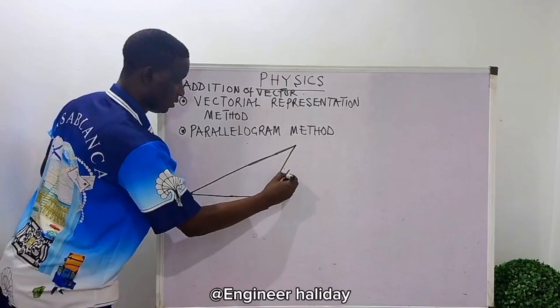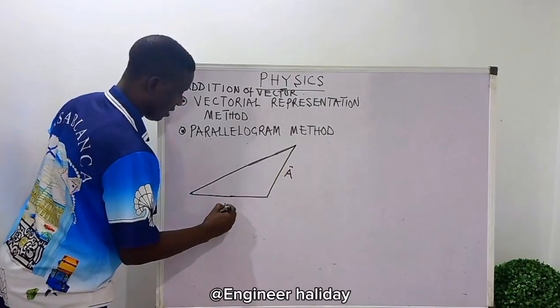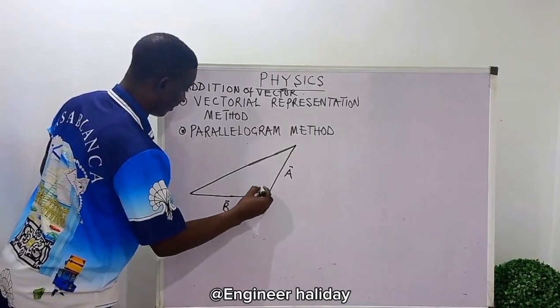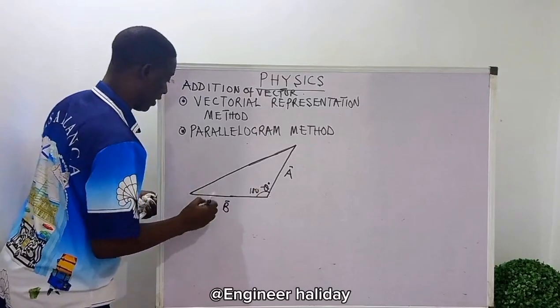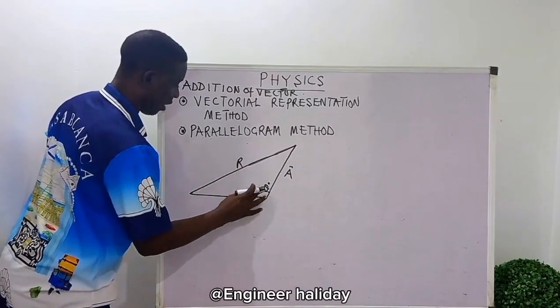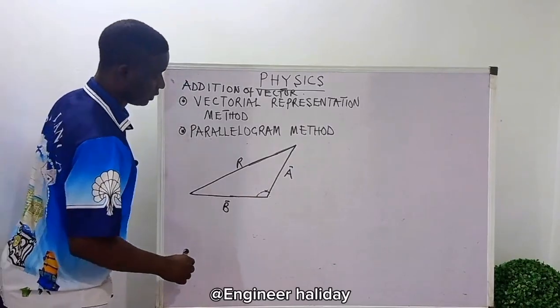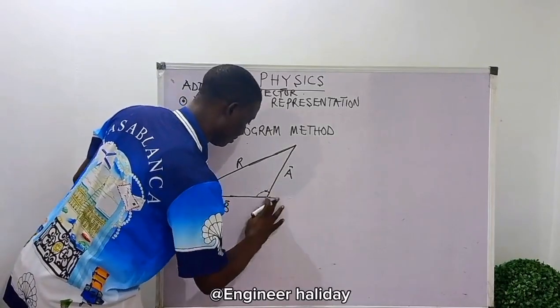Now this is, let's say, A and this is B. Now this is the angle we call 180 minus theta, initially, though we are not using it. This is our R. Now let me clean it because I want to do something here. Now this is the angle theta.